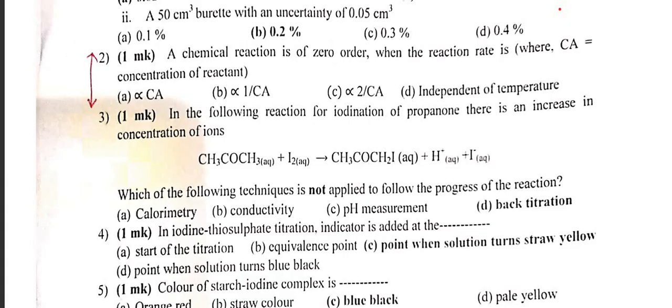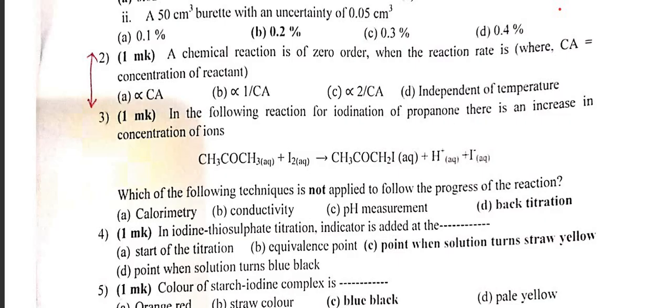So we're trying to relate what we have. Here they're saying when the reaction is, which answer here, guys, is going to befit the last part of our statement. A chemical reaction is of zero order when the reaction rate is, what option here are we going to go for? Where CA in this case means the concentration of the reactant. Do we need the concentration of the reactant when it comes to a zero order reaction?